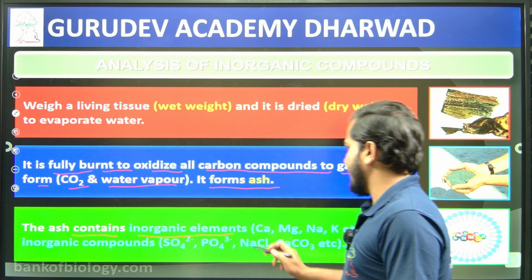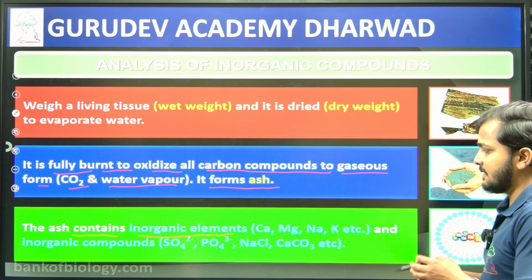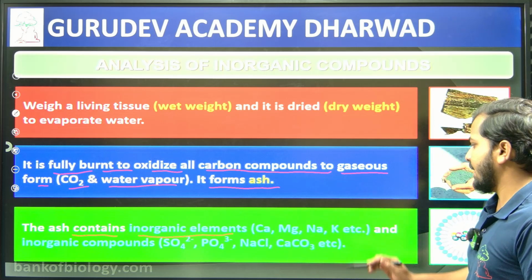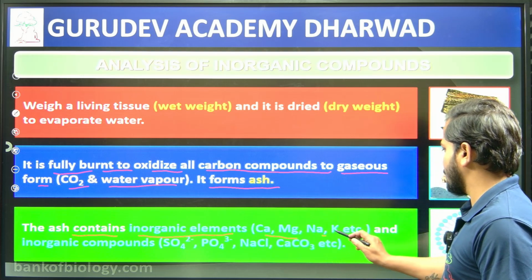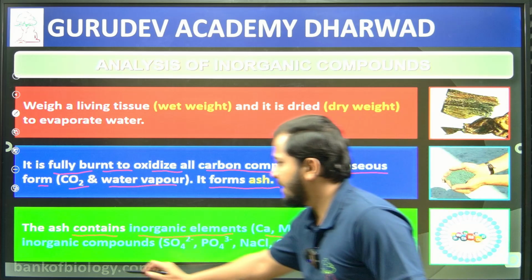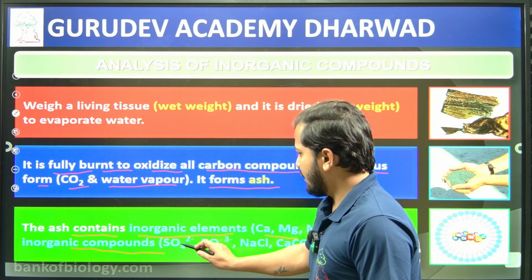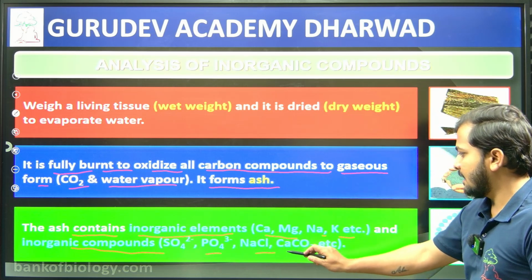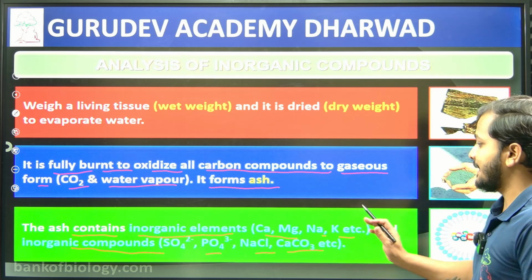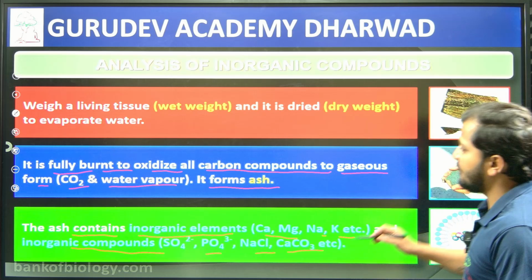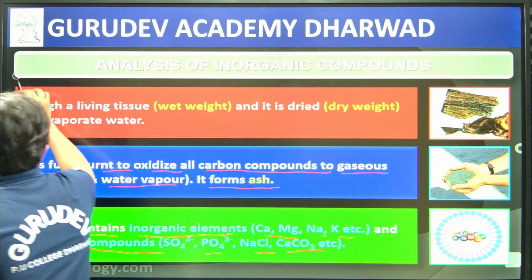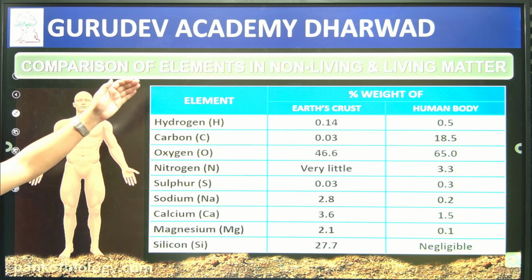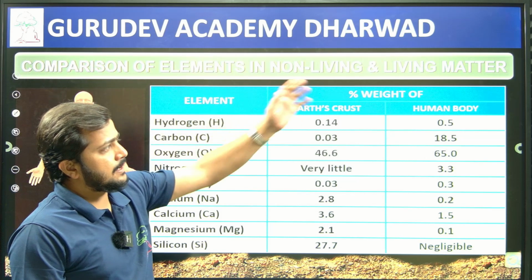Majorly, if we go for a chemical analysis of this ash, it consists of inorganic elements, that is calcium, magnesium, sodium, potassium, and even inorganic compounds like SO4 2 minus, PO4 3 minus, NaCl, and calcium carbonate. Like that, these are the components you are going to get from this ash. Then overall, a comparison of elements in non-living and living matter.